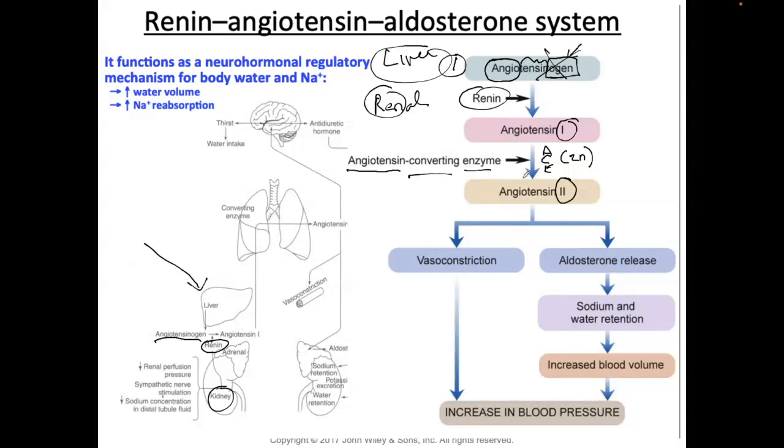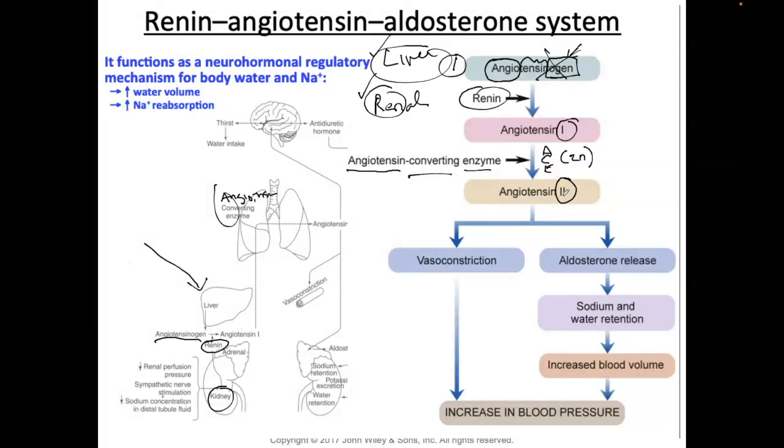So angiotensin 1 converts to angiotensin 2 thanks to our good friend the lungs that make angiotensin converting enzyme. So the lungs make that. Right? So look at what we need to influence blood pressure. We need the liver, we need the kidneys, we need the lungs. Right? Now, what does angiotensin 2 do?